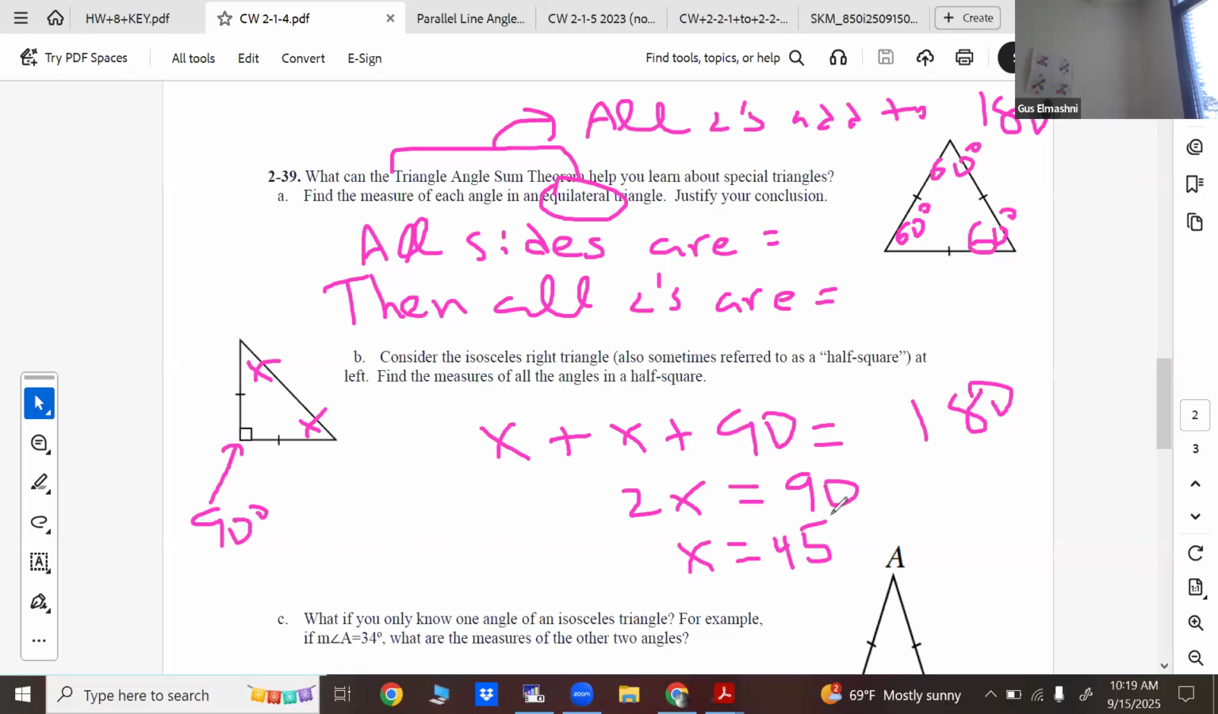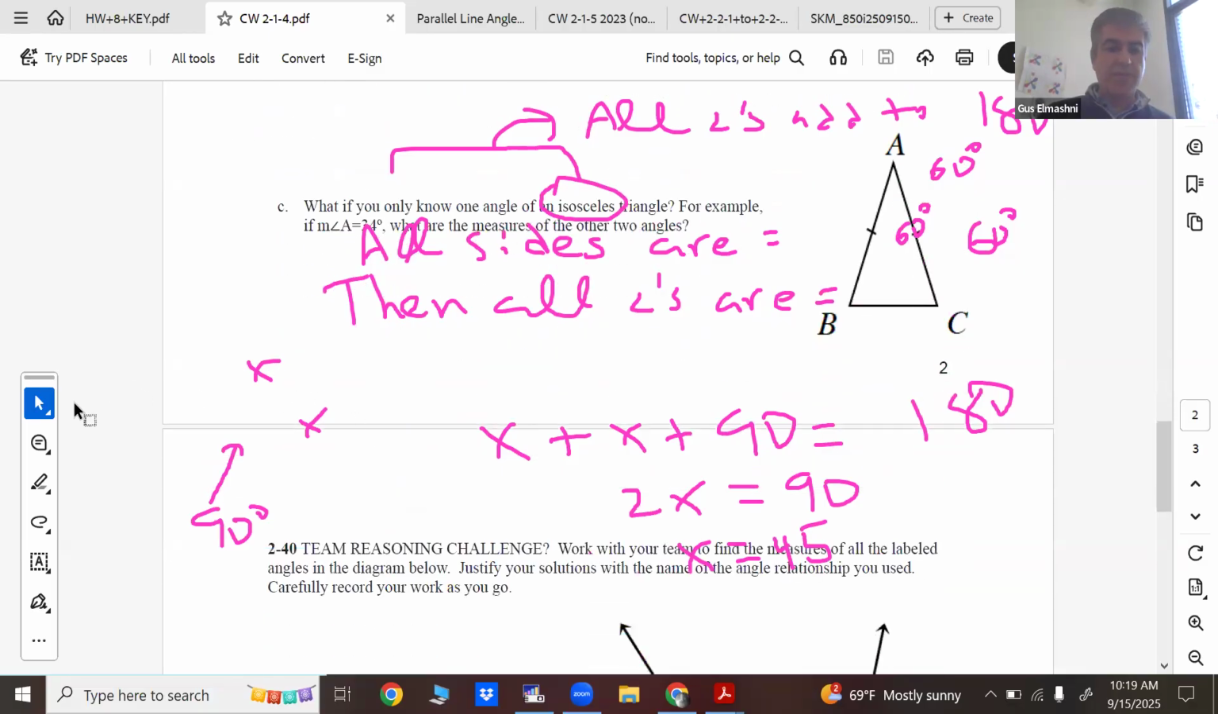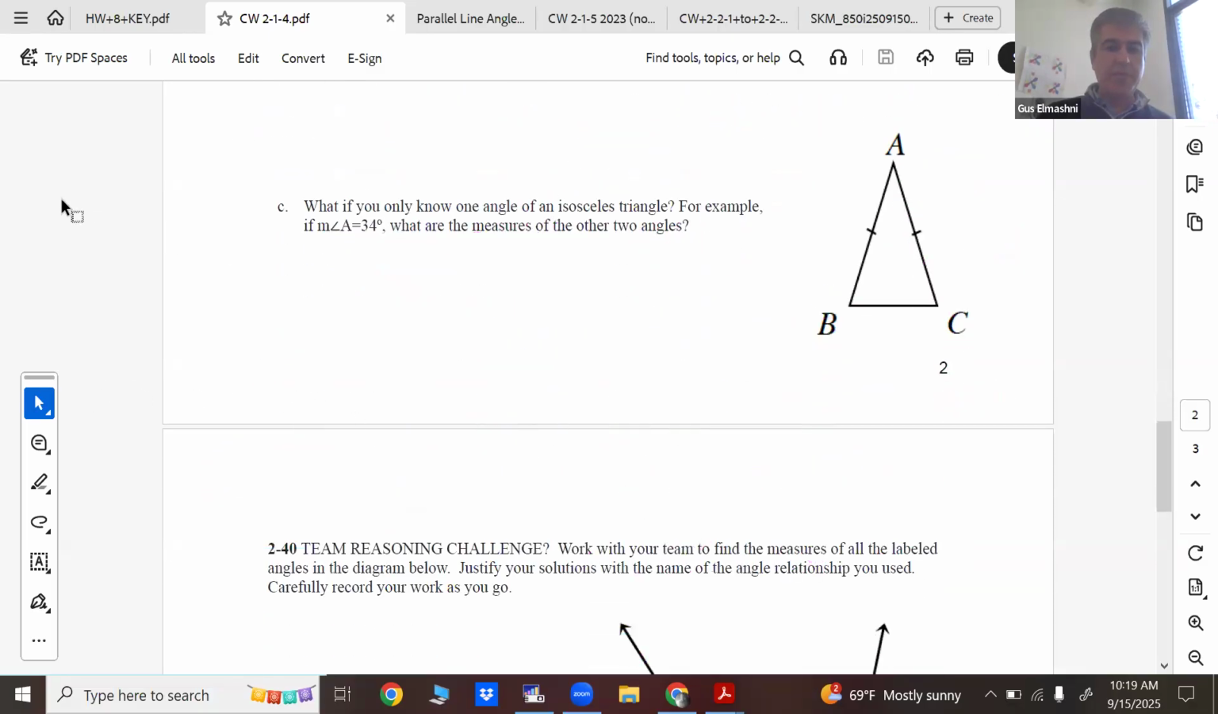If you have one angle that's 90, it's an isosceles right triangle, meaning you have a right angle and two sides of the same length. These two angles must also be the same in order for that to work. So you have 180 to share, and 90 is already taken up. How much is left between these two? 90. Split that equally, 45, 45, right? So with that said, you should be able to handle part C. Go and try part C. Should be really fast. Tell me what you get for part C.